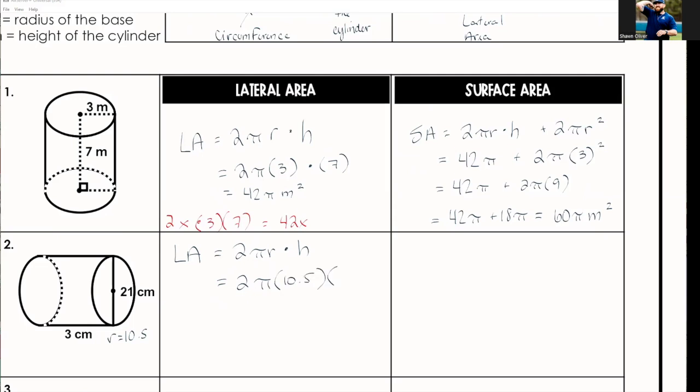How far is it from the one base to the other? 3 centimeters. So 2 times 10.5 times 3 is 63. And then to keep our science teachers happy, centimeters squared.